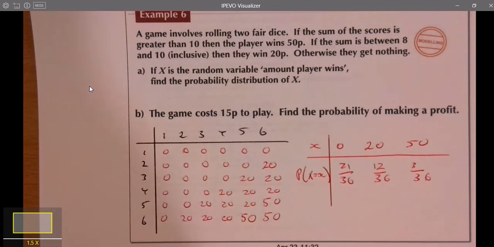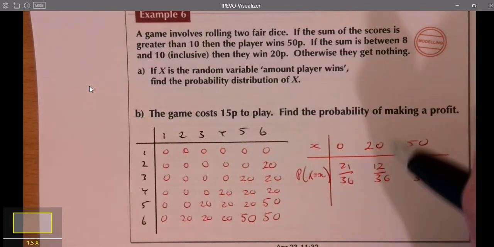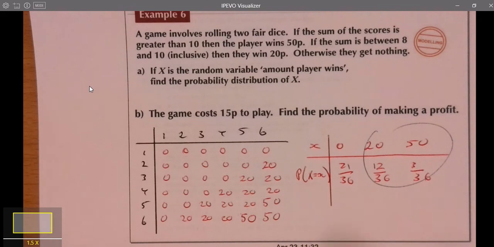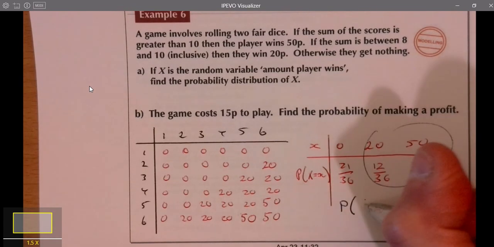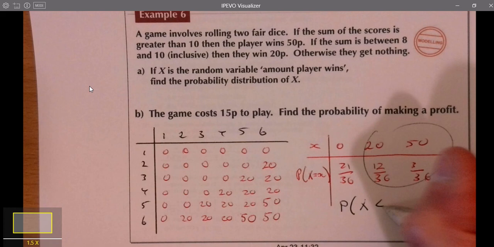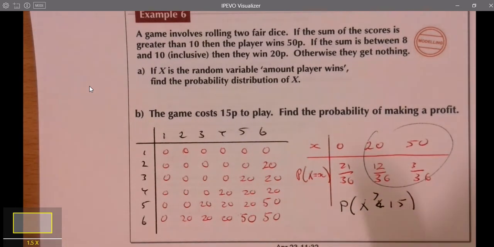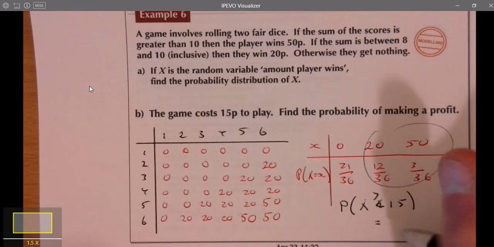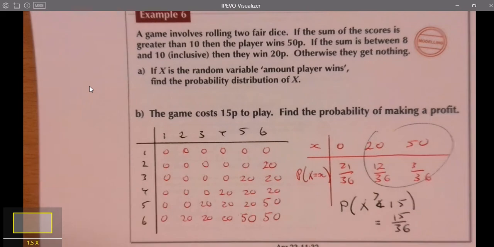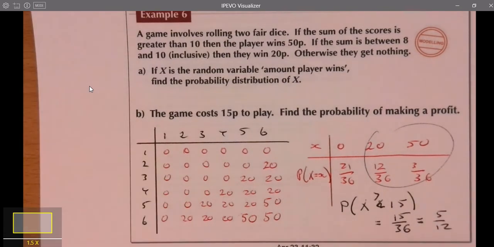Right. Game costs 15 pence to play. Find the probability of making a profit. Well, where do we make a profit if that happens? So the question is, what's the probability that x is more than 15? A bit careless, wasn't it? Equals, oh, that's nice, isn't it? 15 over 36. That's the probability of making a profit. So 3 goes into that. What have we got? 5 twelfths. There we go.